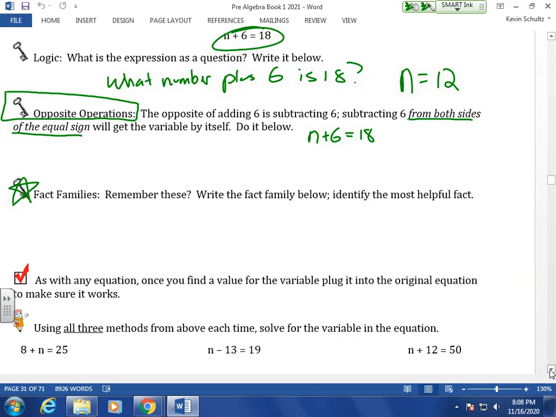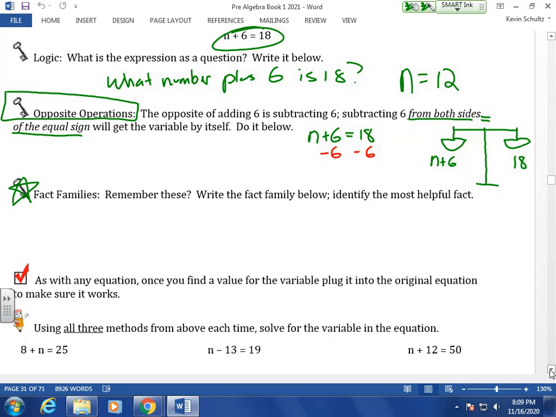The opposite operations method basically has us undo the equation to get the variable by itself. What are we doing to n? We're adding 6. To undo that, the opposite of adding 6 is subtracting 6. And it's important that you do this to both sides, because we talked about this the other day about your equation being like a balanced scale like you had in science class. Right now on the left side, we've got n plus 6. On the right side, we have 18, and our center post is like our equal sign. Right now, things are balanced.